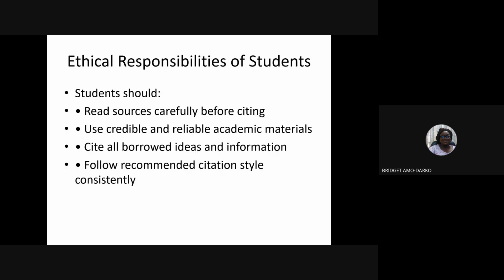Ethical responsibility of students. Students should read sources carefully before citing. Use credible and reliable academic materials. Cite all borrowed ideas and information. Follow the recommended citation style consistently.